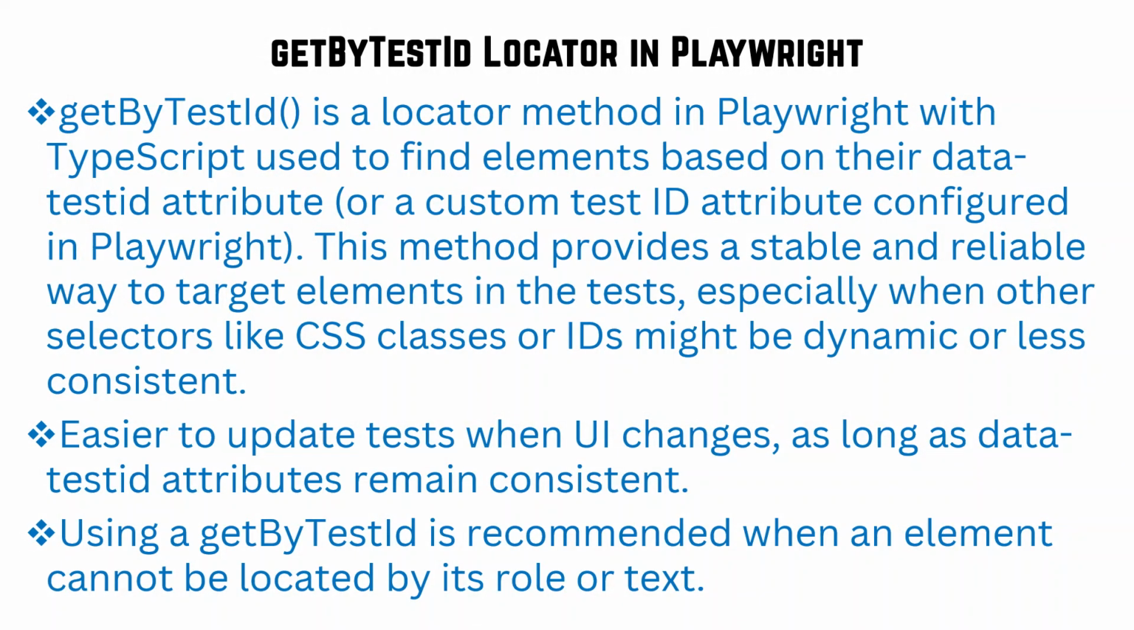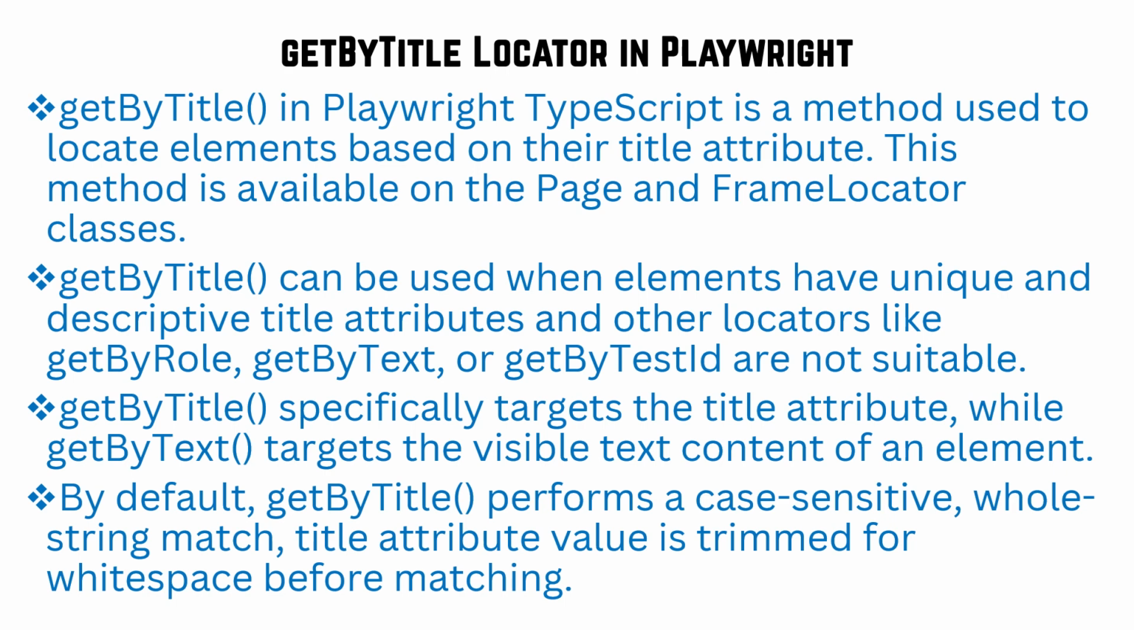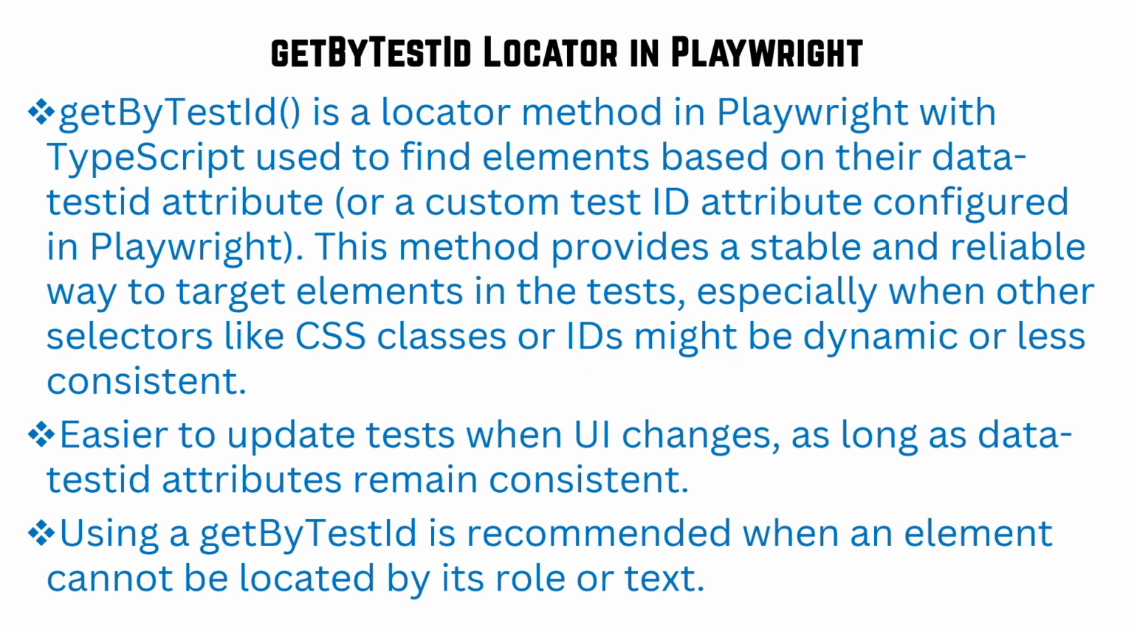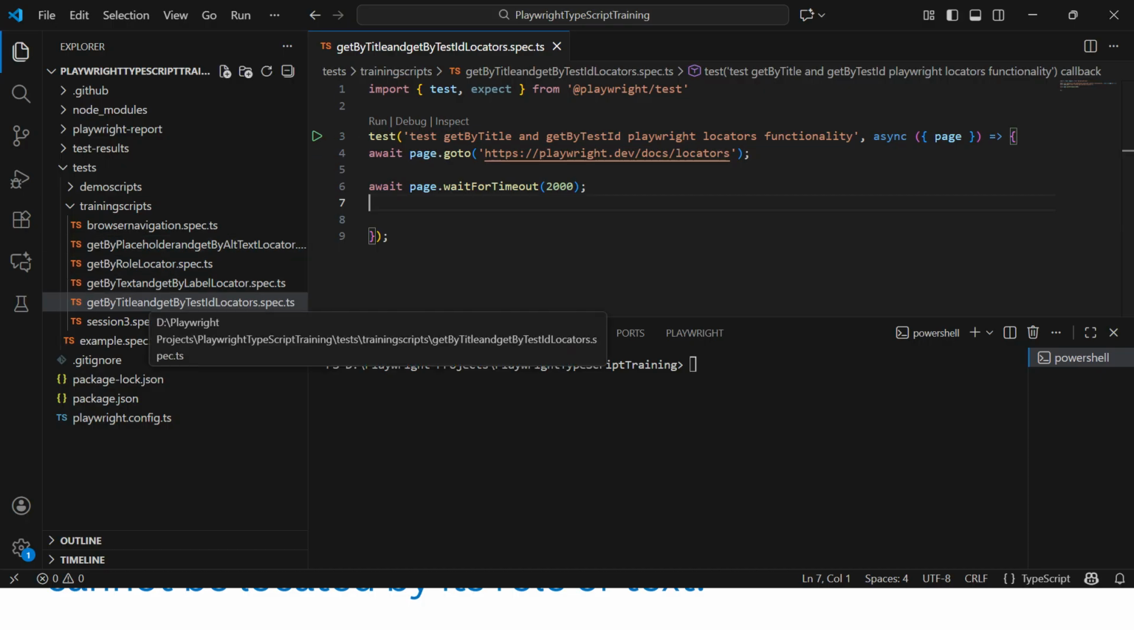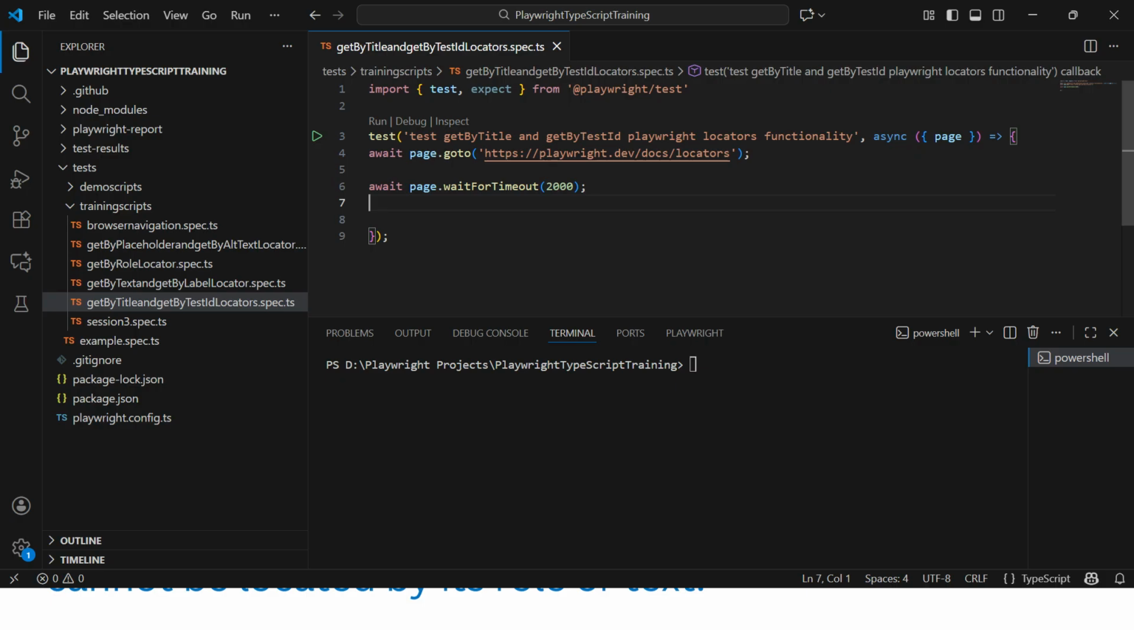Now let's see the implementation of these two important locator techniques, getByTitle and getByTestId. So I already created a new spec file, get by title and get by test id locators.spec.ts, in the training script folder, which is available in the test folder inside the Playwright TypeScript training project. All important imports we are doing as usual, and this is our test method. The test case name is test get by title and get by test id Playwright locators functionality, and this is the page you are navigating to.